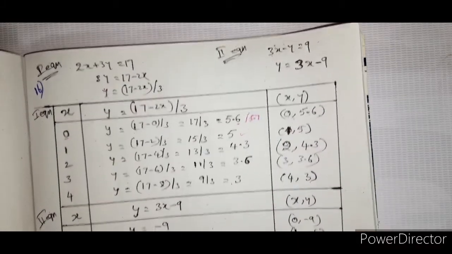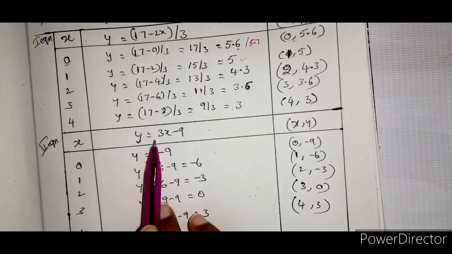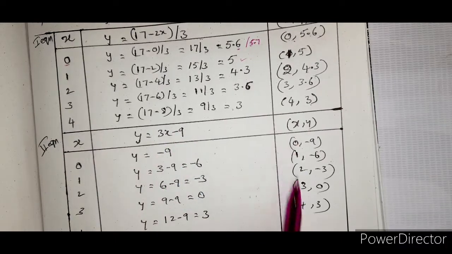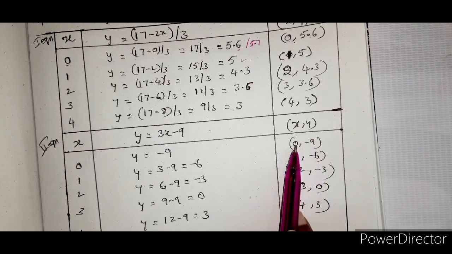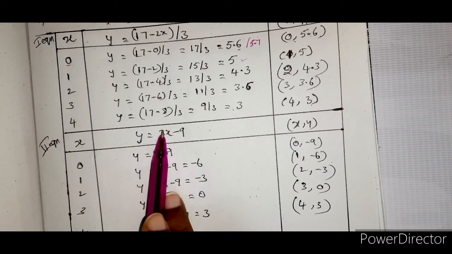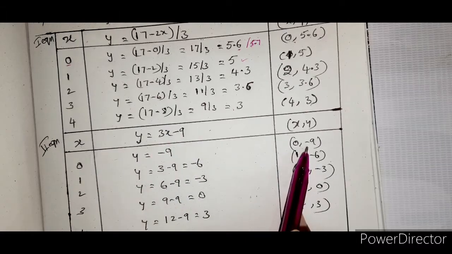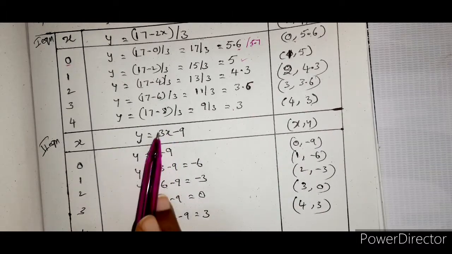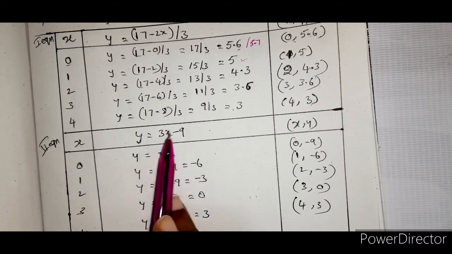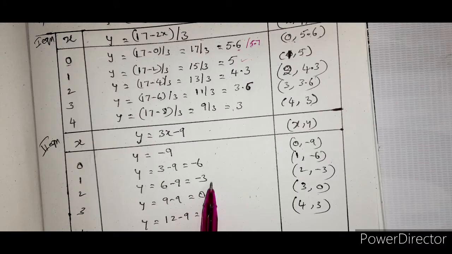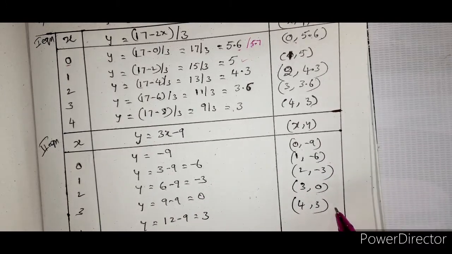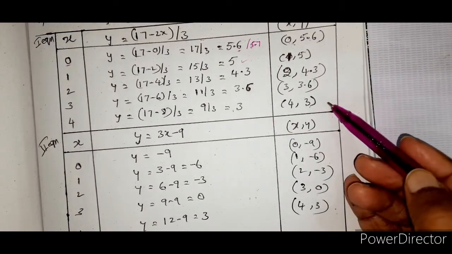Okay, in a similar manner for the second equation, it is not divided by anything, so we will be getting only integer values. But you can observe that we are getting negative integers here. When x is 0, it is 0 minus 9, which is minus 9. When x is 1, 3 into 1 is 3, minus 9 is minus 6. When x is 2, it is 6 minus 9, which is minus 3. So these are all the points that we got for the second equation, and these are the points for the first equation.